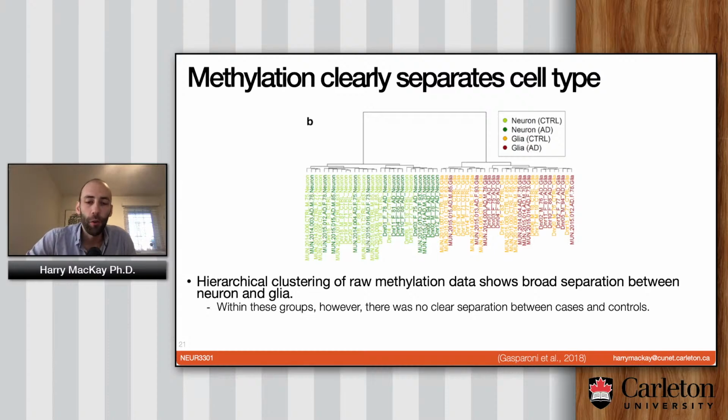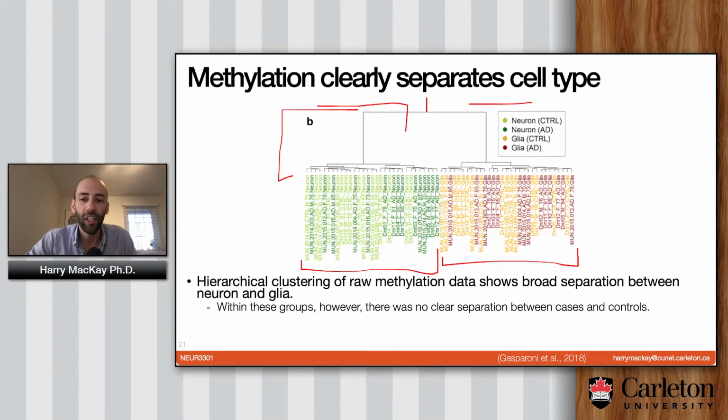Now, if you look at the methylation data from these separated neurons and glia, you'll see on the basis of hierarchical clustering that the glia and neurons separate quite cleanly. This is a dendrogram that shows the level of similarity between these different samples. It's kind of like a family tree, right? The biggest difference between these samples is between cell type, so all the glia end up on this end, and all the neurons end up on this end.